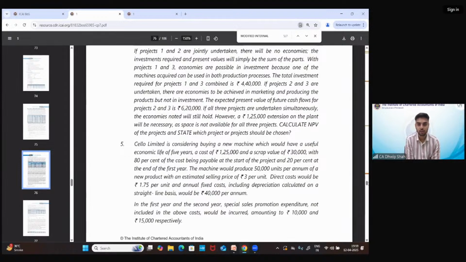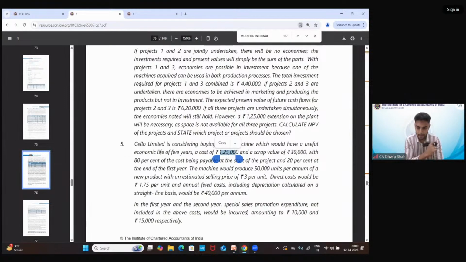With 80% of the cost being payable at the start of the project and 20% at the end of first year. So when I say 125 ka, you are not incurring at the start itself. The question says that 80% of this 125 is at the start, but balance 20%, it is at the end of first year. So when I say end of first year, आप लोगों को भी discount, because that cost you are incurring at the end of 1 year. So you have to discount that as well.